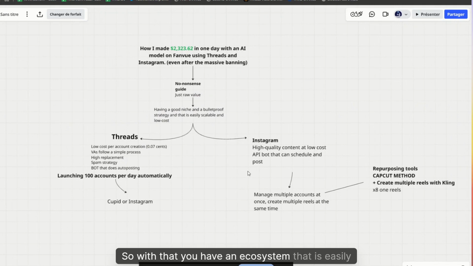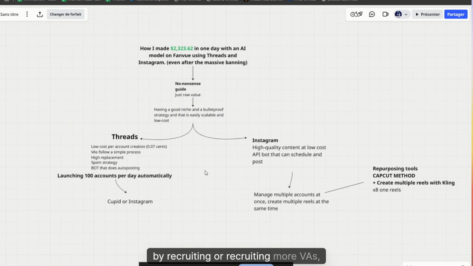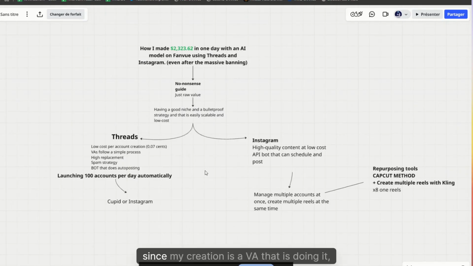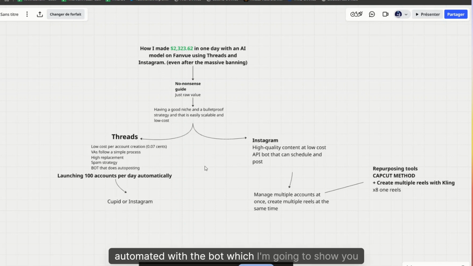With that, you have an ecosystem that is easily scalable. So to go from 50 Instagram accounts to 100 is just by recruiting more VAs, and it doesn't compromise your strategy. Same thing for Threads. For example, I'm launching 100 accounts per day, but if I'm starting and only launching 10, my creation is done by a VA, my setup is also a VA, and my posting is also automated with a bot, which I'm going to show you again.